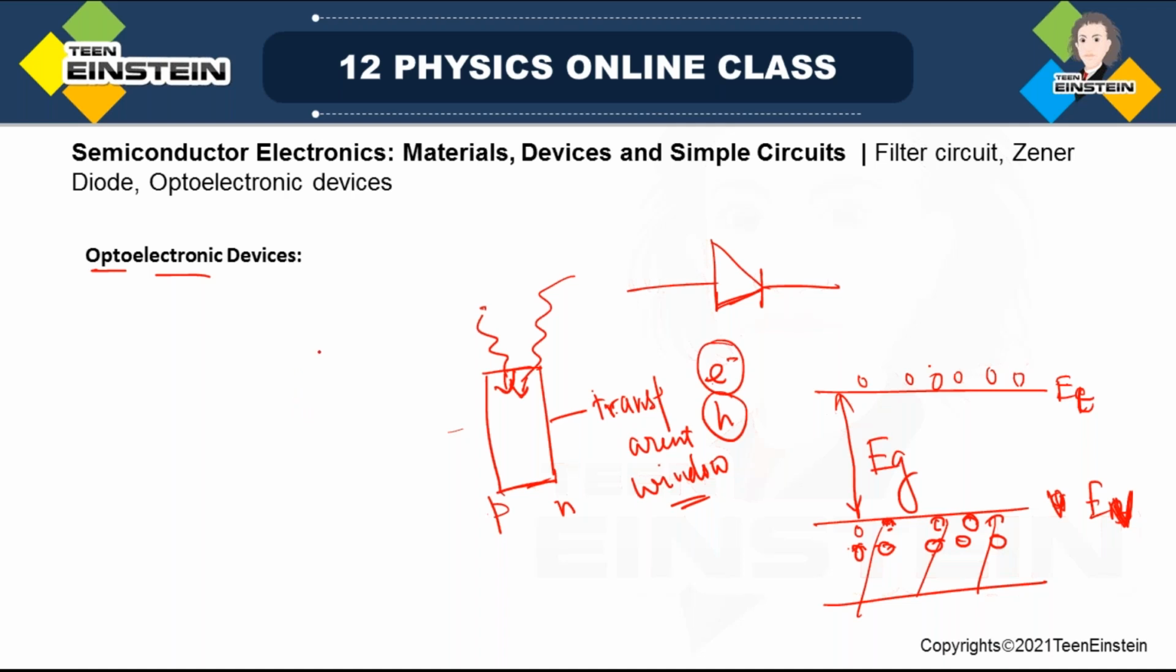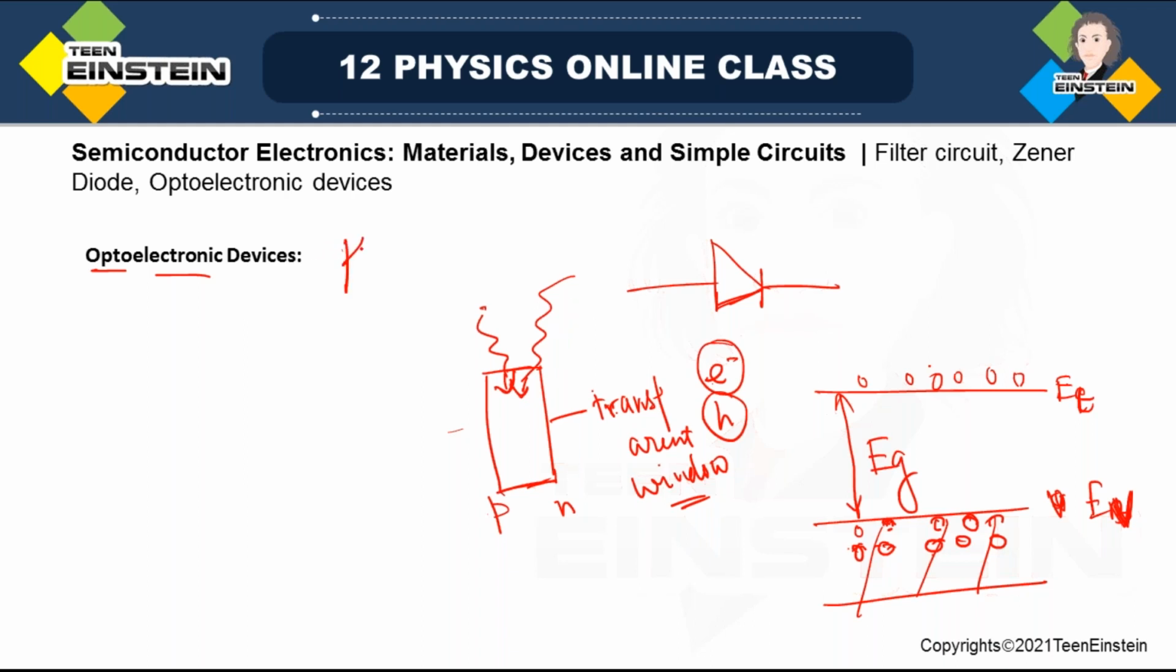That means optical energy is getting converted into electrical energy. So that is optoelectronics: when you use light as input to the diode and get some current. Actually, there are three types of optoelectronic devices.